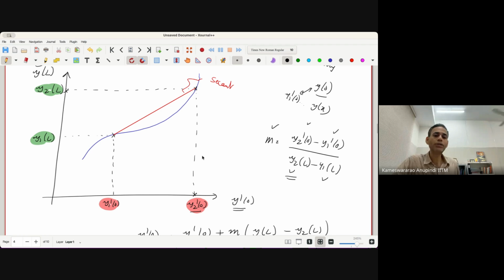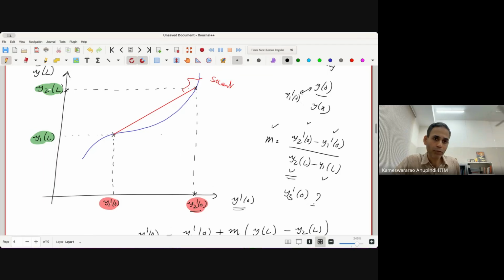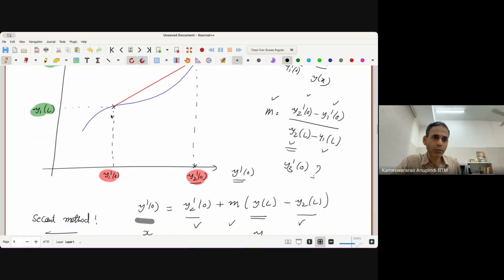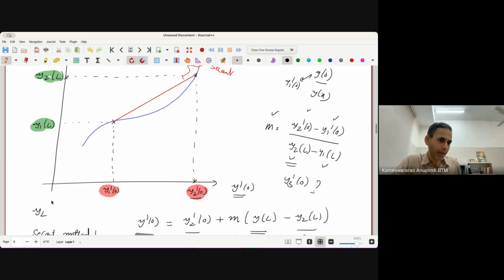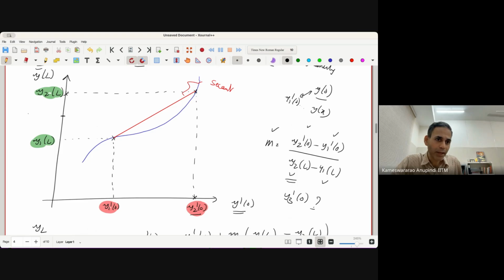Then how do I choose what would be the next guess value for y prime, right? Because we know y1 prime, y2 prime. We want to pick what is the y3 prime 0, right? This is the question. What is the next guess? Y3 prime 0 would be how much? We are already given what is y sub L. That is the value of y at x equal to L. We are already given that value. Let us say that value lies somewhere here. Let us say that is YL.